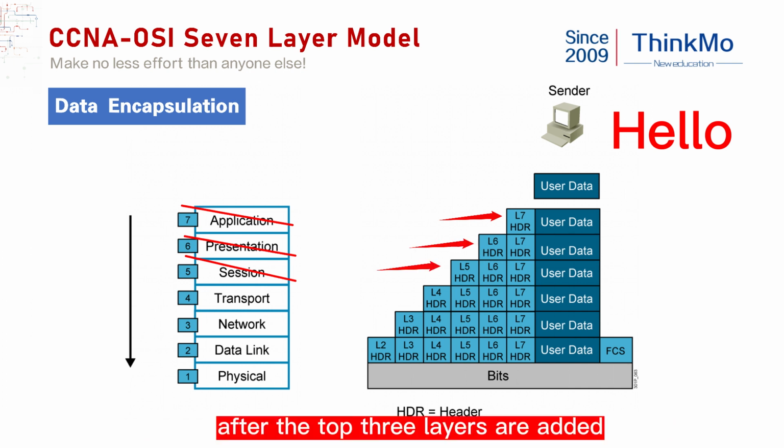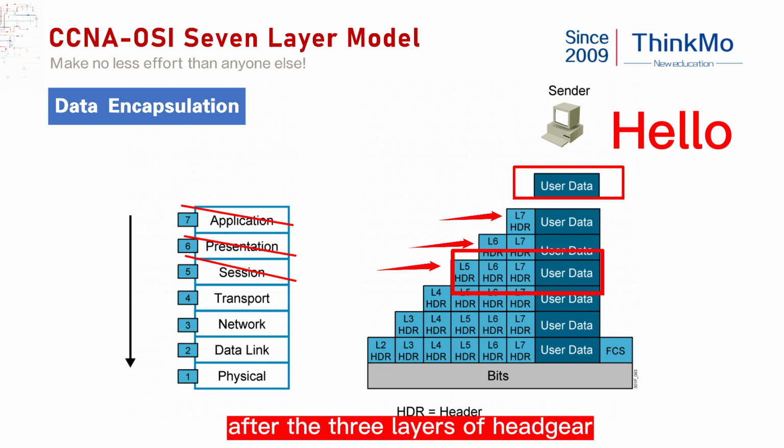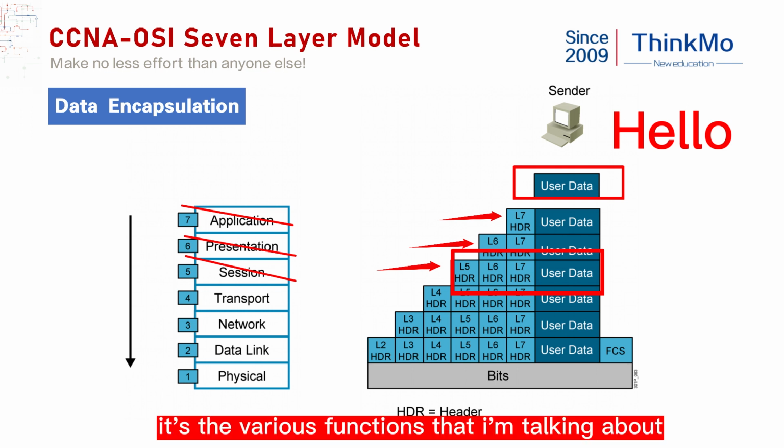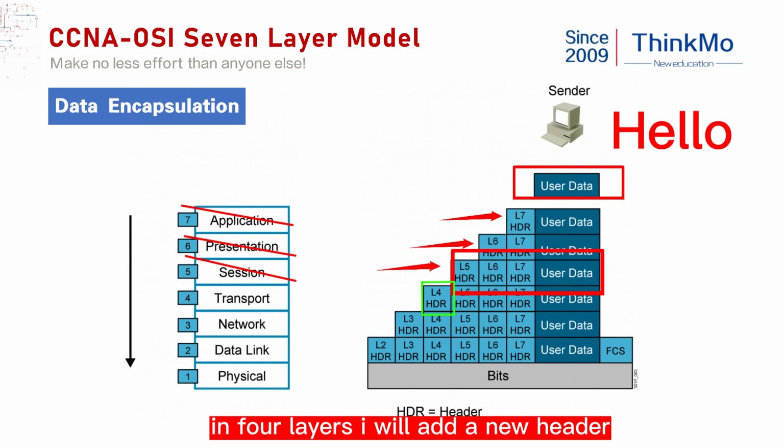After the top 3 layers are added, how big is our overall data? You'll find it's this big, while the original data is only this big. After the 3 layers of headers are added, it will be this big. Don't care what it covers; it's the various functions that I'm talking about. Next we get to the 4th layer. In layer 4 I will add a new header, our layer 4 header, which is the header of the transport layer.